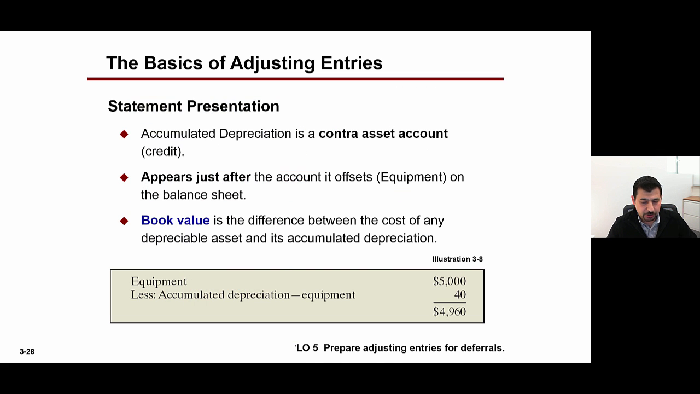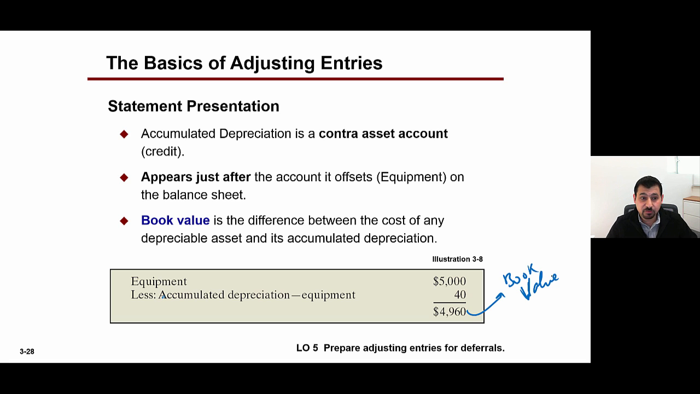The two together, later on, we use accumulated depreciation to offset equipment. So on the balance sheet, it will show as equipment less accumulated depreciation for equipment. And this amount here, this is the book value. This is how much the equipment is valued on the company's books.